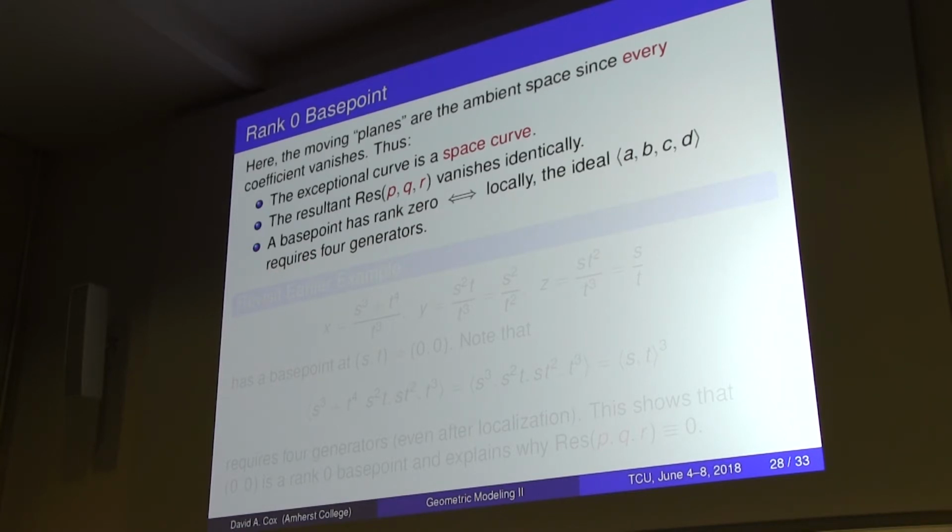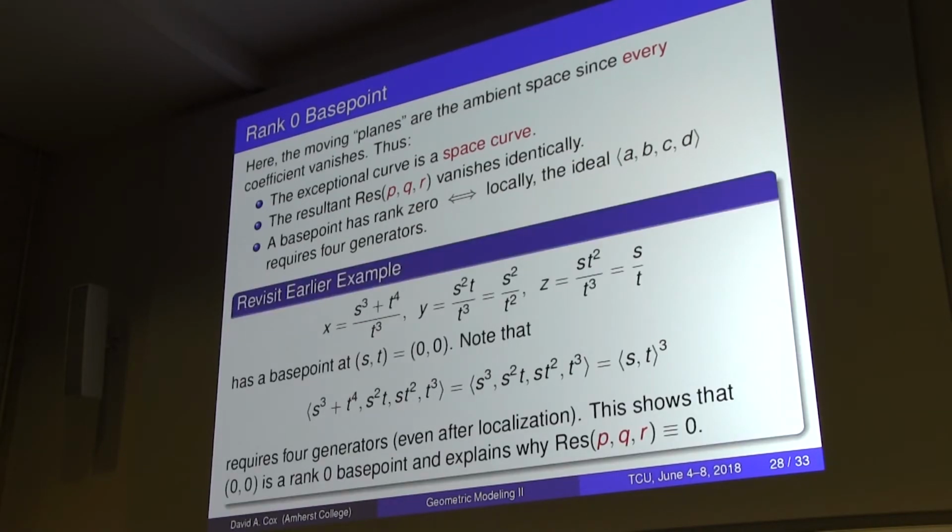And also what happens in this case is that a base point has rank 0. That means that locally your ideal requires 4 generators. And of course, notice I have 4, but the idea is that I can't dispense with any of them. I'm stuck with all 4. And that's what happens in our earlier example. Because here's our base point, and we take our 4 polynomials. Remember, I want to represent them with a common denominator. And so I have that, and the t cubed. That gives me that ideal.